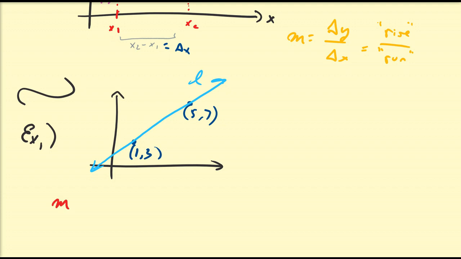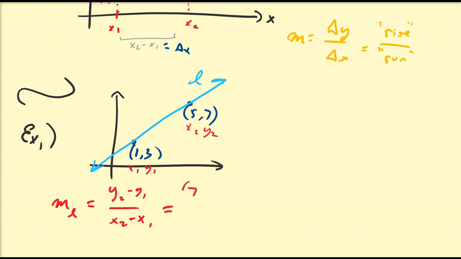So the slope of this line, m sub L, is going to be equal to the change in y divided by the change in x. So I'm going to call this point x1, y1, and this point x2, y2. As we know, this is going to be y2 minus y1 over x2 minus x1. Or you can do y1 minus y2 over x1 minus x2. We've already proven that they should give you the same answer.